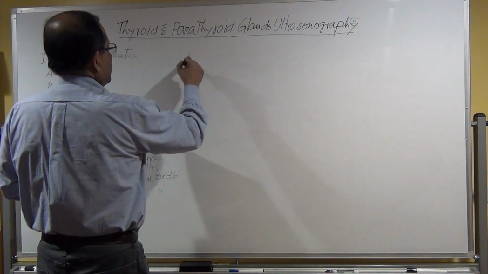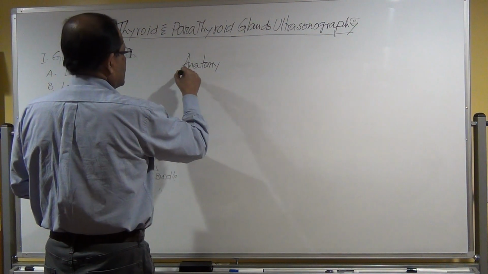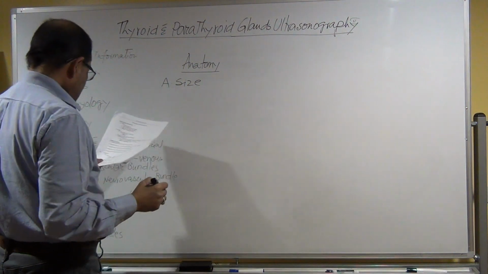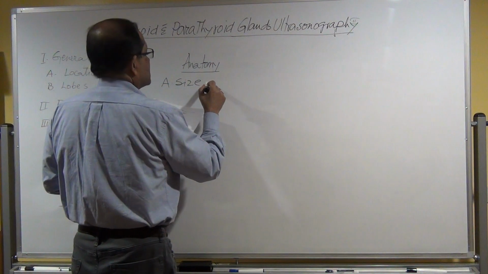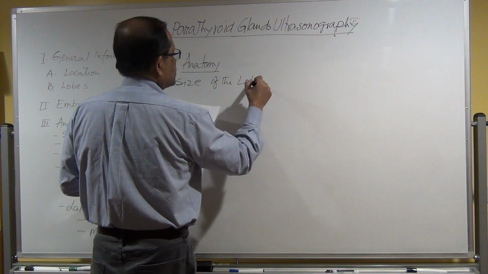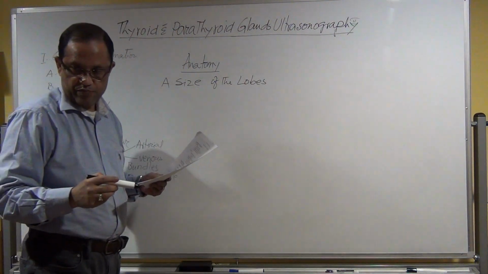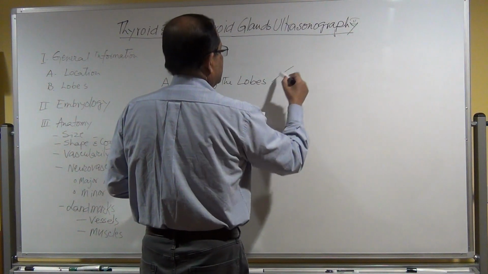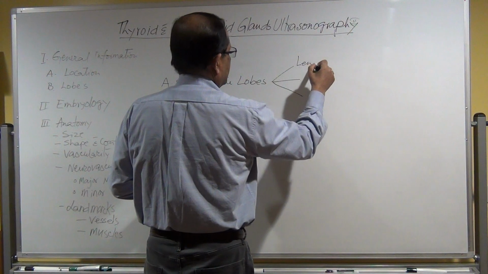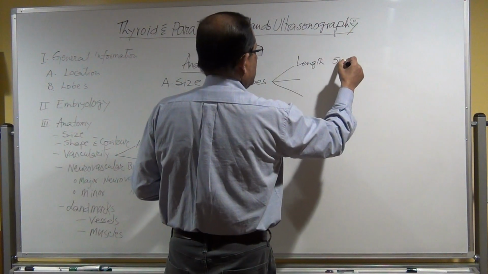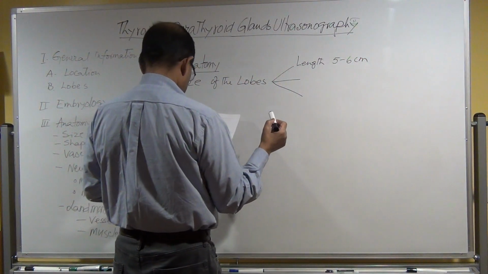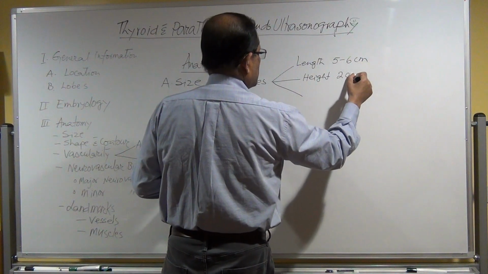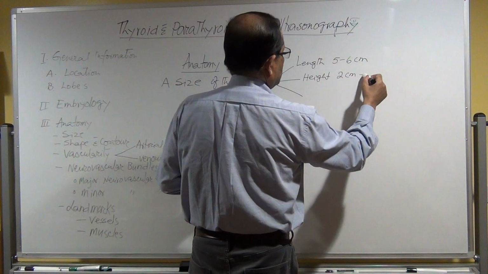And now anatomy. The anatomy, the size, the length, size of the lobes. Usually the left lobe is a little smaller than the right lobe. Left lobe is a little smaller than the right lobe. So lobes usually have length, height and width. The length is 5 to 6 centimeters. In height, you will see 2 centimeters. Okay, 2 to 3 centimeters.